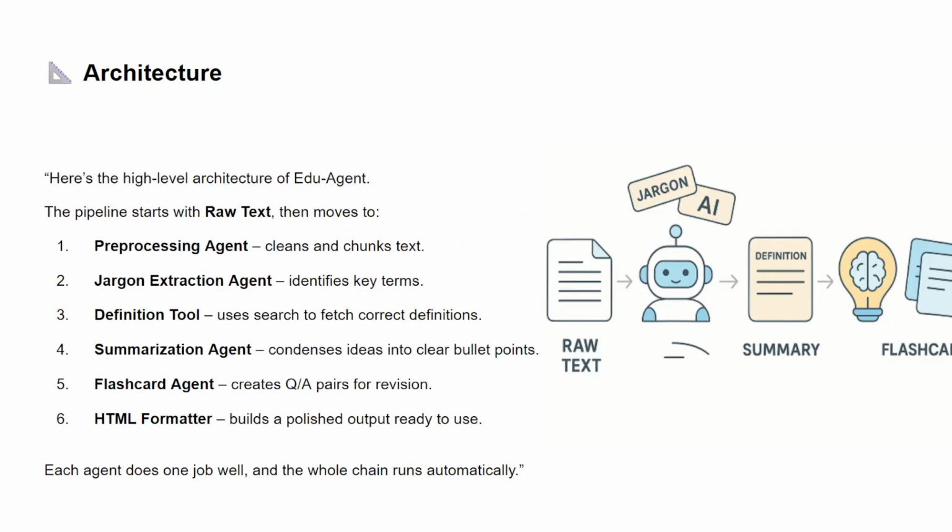The architecture I used is: first I pre-process the text into chunks, then I extract the jargons and key terms, then I use a search tool to fetch correct definition data suitable for the student, then a summarizer agent that condenses ideas into clear bullet points, then a flashcard agent which creates question-answer pairs for revision, then an HTML formatter UI which shows all this content to the student perfectly. Each agent does one job and the whole chain runs automatically.